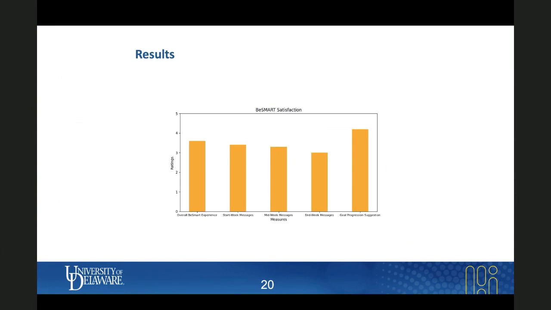So here are the results of the acceptability trial on 10 participants. This is the overall post-survey result of the satisfaction with BSMART. The satisfaction overall was good, in the sense that we had a rating of 3.6 out of 5. Participants specifically liked how they had the choice of choosing goals for the upcoming weeks. So the goal progression suggestions had a rating of 4.2.